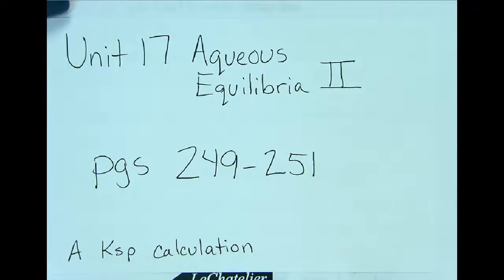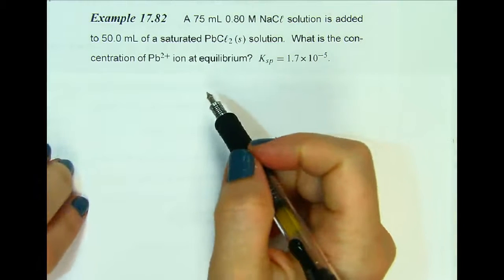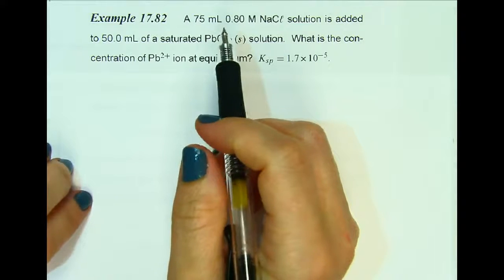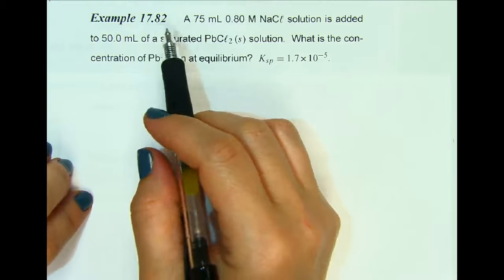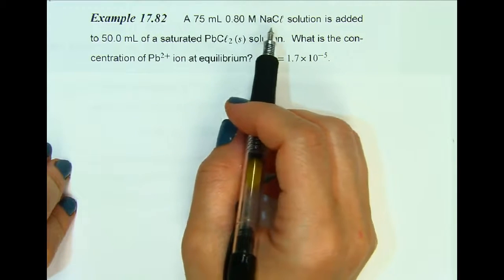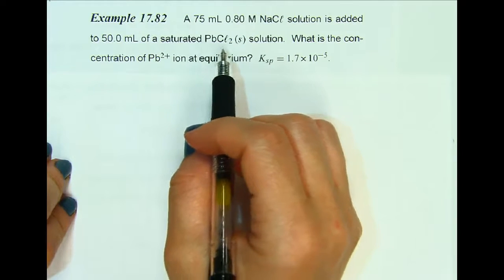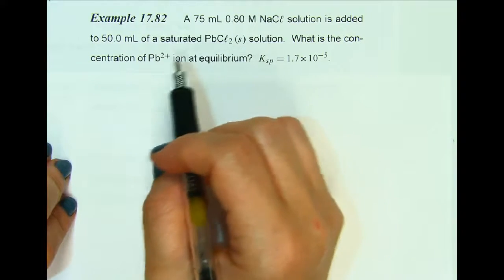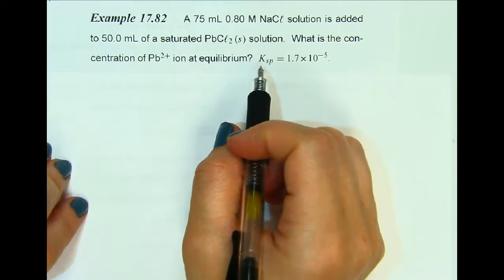Unit 17, Aqueous Equilibria, pages 249 and 251, a KSP calculation. So we'll continue with the theme of the common ion effect, but now we're going to look at it in a solubility problem. So example 17.82: a 75 milliliter 0.80 molar sodium chloride solution is added to 50 milliliters of a saturated lead chloride solution. What is the concentration of lead ion at equilibrium if this is the KSP?